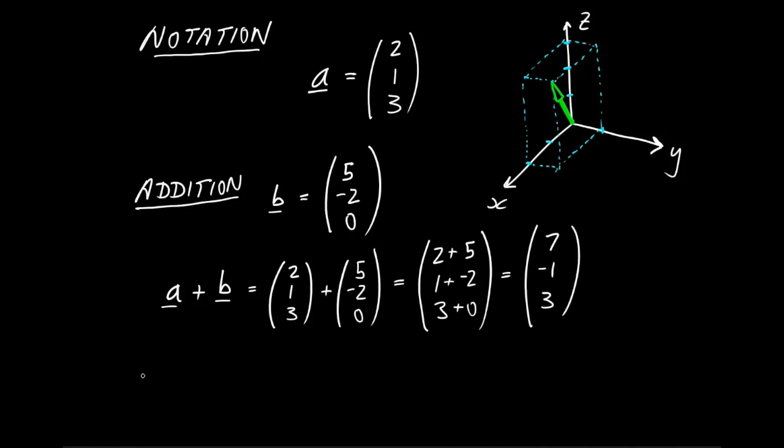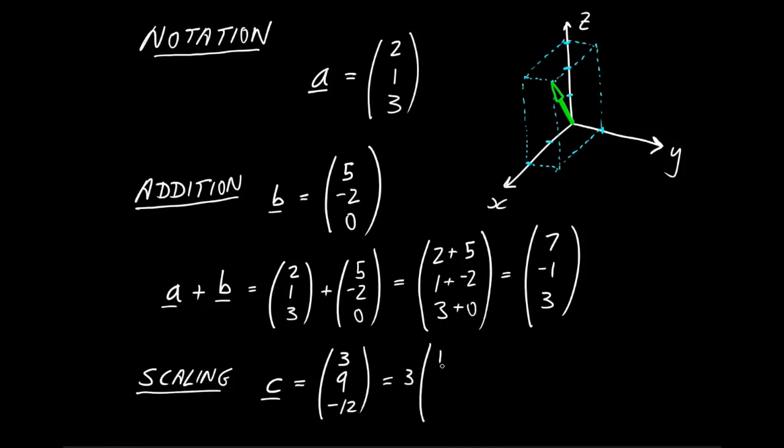Now, how about scaling a vector? Okay, so what we can do is we can multiply a vector by a simple number, and correspondingly we'll just end up multiplying each of its components. So let's take an example: 3, 9, minus 12. What we notice is each of the three components is a multiple of 3. We can just take that common factor out in front and write this instead as 3 times 1, 3, minus 4. Same thing.